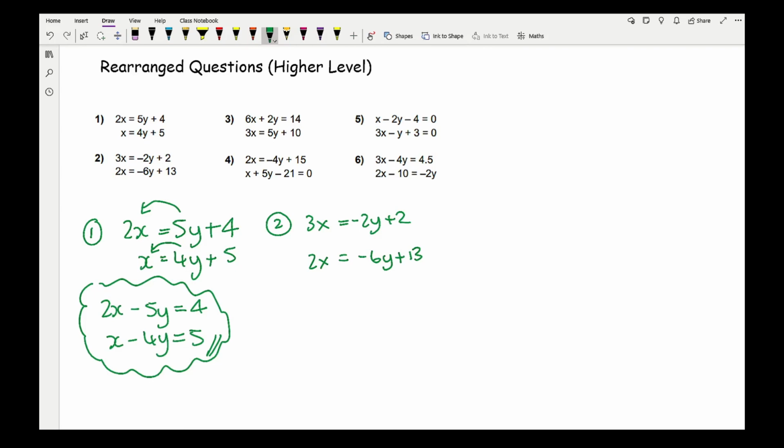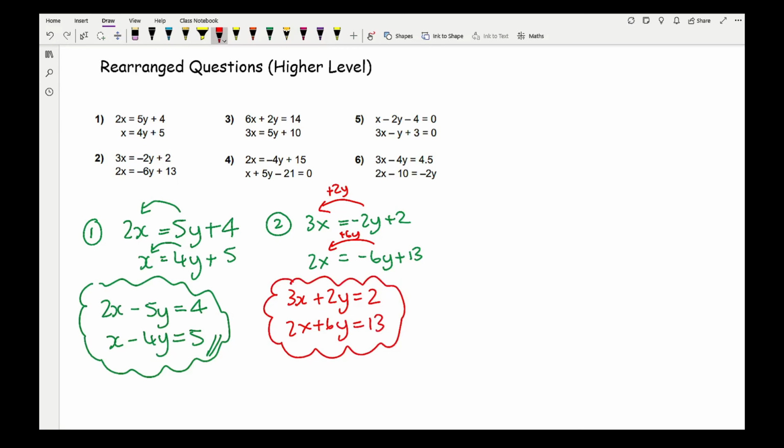so I could just go about my business and do exactly what it says on the flowchart. However, if you feel more comfortable having letters on one side, then all I need to do is take the y's over to the side, so that becomes plus y and that becomes plus 6y. So these equations would be rewritten as 3x plus 2y equals 2 and 2x plus 6y equals 13. And then I obviously need to go about doing the same as what I did before.